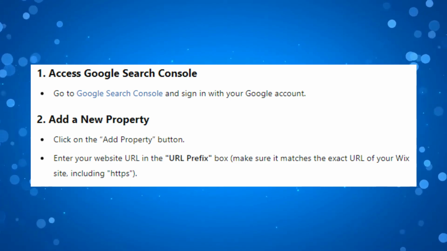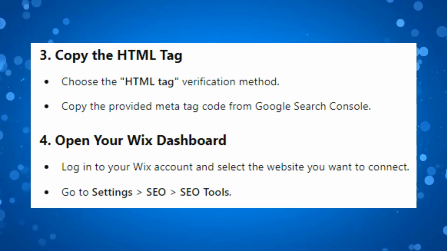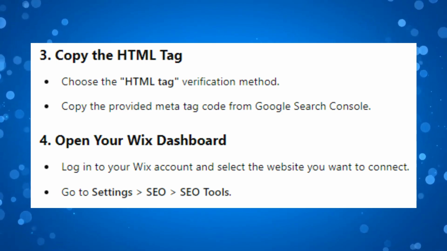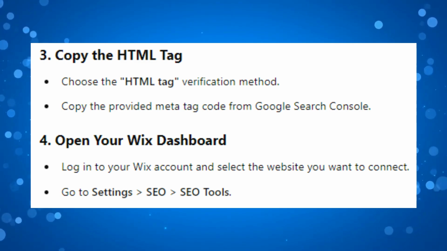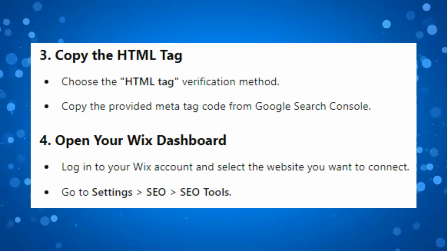After doing this, choose the HTML tag verification method and copy the provided meta tag code from the Google Search Console. Once you've copied the meta tag code, log into your Wix account and select the website that you want to connect.